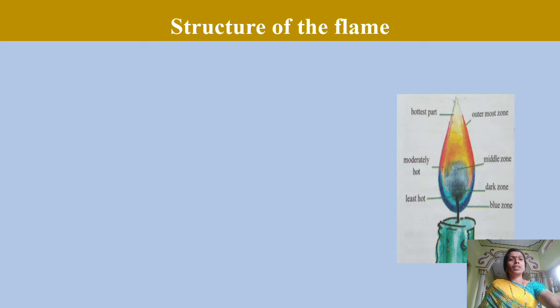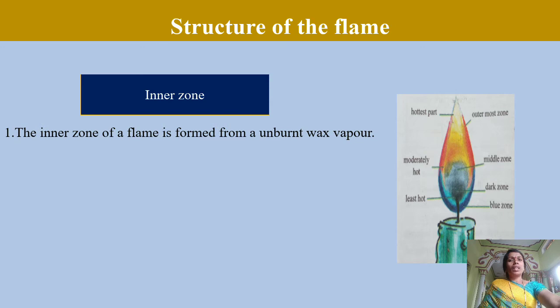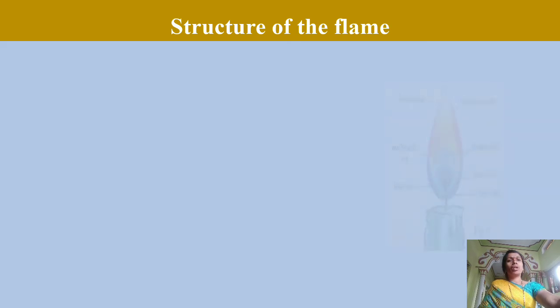Children, see this picture. Innermost zone. The inner zone of a flame is formed from unburned wax vapor. It is black in color. It is the least hot part. This is the innermost zone.